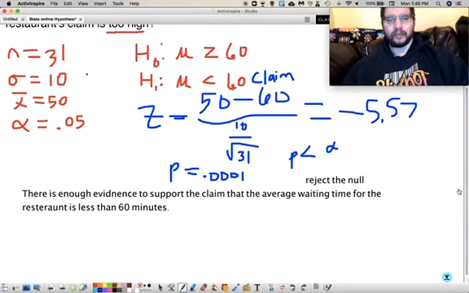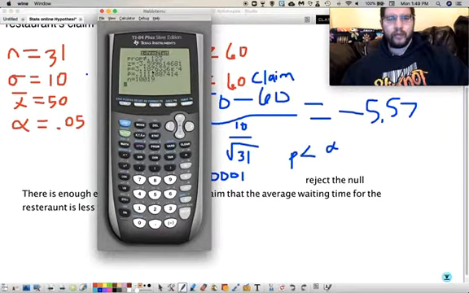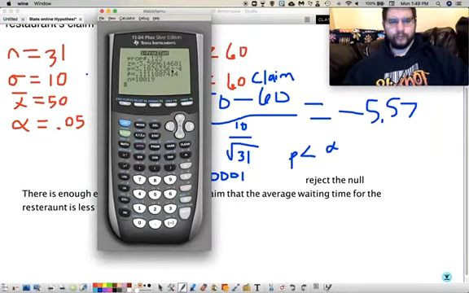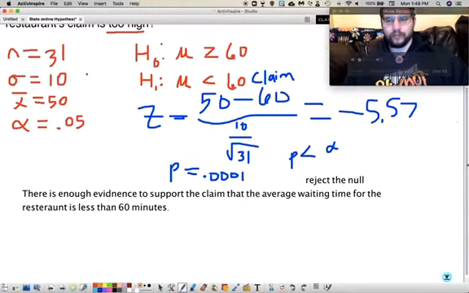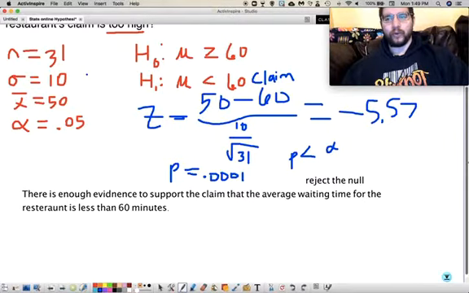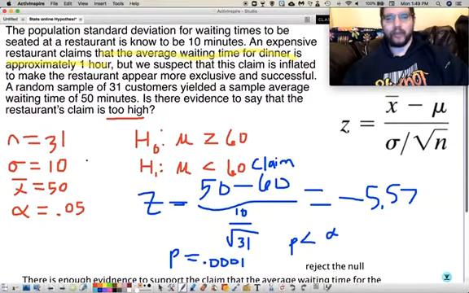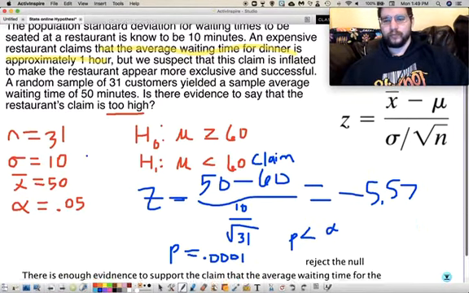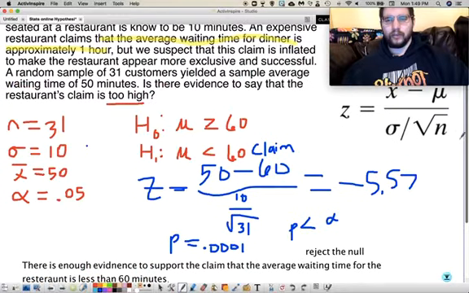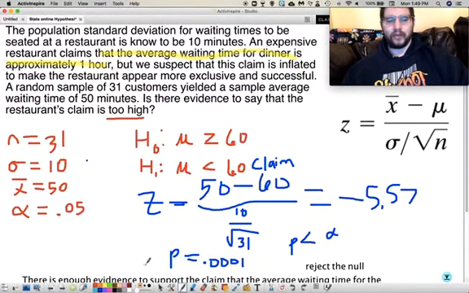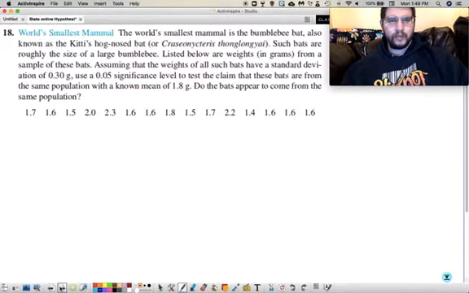If we had a two-tail test, as you saw, P is still going to be less than our alpha. Even if we had a 0.001 alpha, that would still be less. So we would reject the null, and the claim would be null. There's enough evidence to reject the claim that the waiting time for dinner is 1 hour. So that was just a real-life example take on it, and let's get to more practice problems.